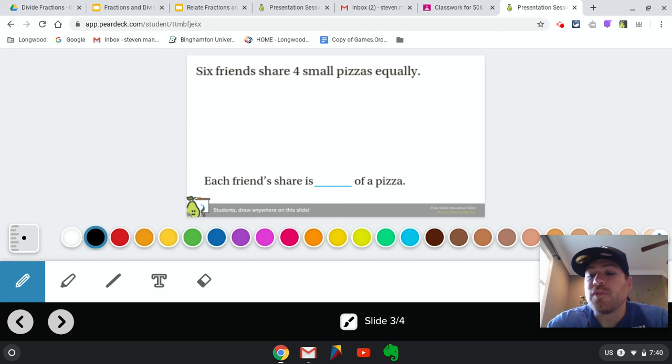So just like we did before, we're going to write out in words, or think about in words, our division problem first. We're not going to just write numbers, because I'm going to tell you it's not always the order that the numbers come in.